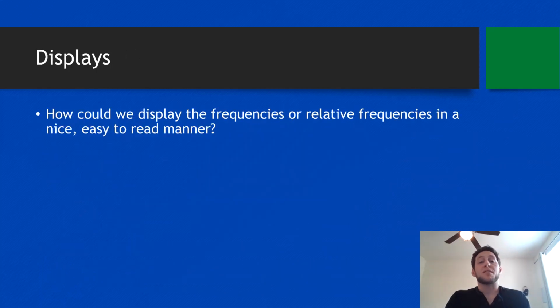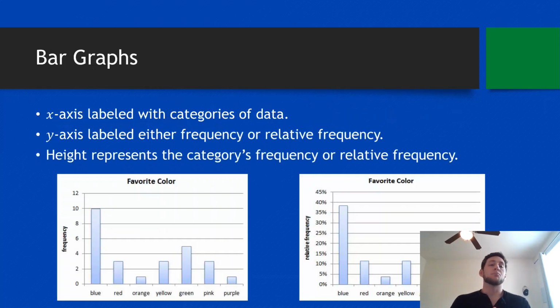Now this leads us to display. Once we have either the frequencies, the tally marks of how many people actually voted, or the relative frequencies, the percents, how can we display this in a nice, easy to read manner? Well, as we already talked, let's do it through bar graphs. By the way, I'll probably slip and call it bar charts, but tomato, tomato. So on a bar graph, all we're going to do is on the x-axis, the horizontal, we'll label the categories of data. So for instance, blue, red, orange, yellow, green, pink, purple. Versus the y-axis, we'll either label with frequency if we're doing tally marks, or relative frequency if we're doing percents.